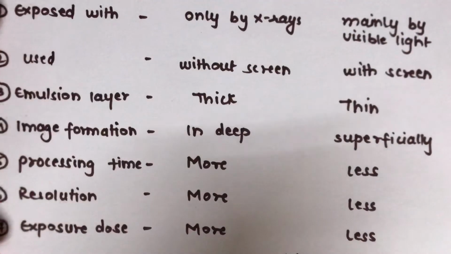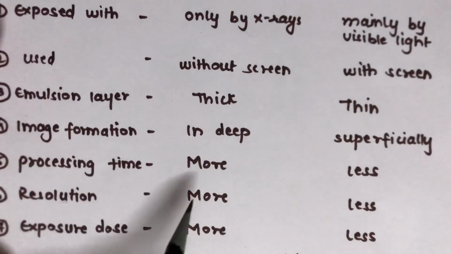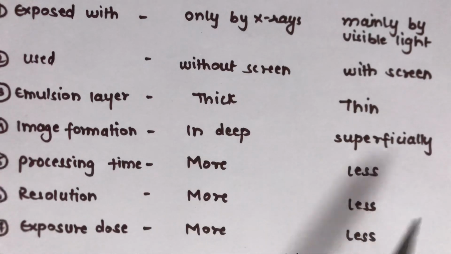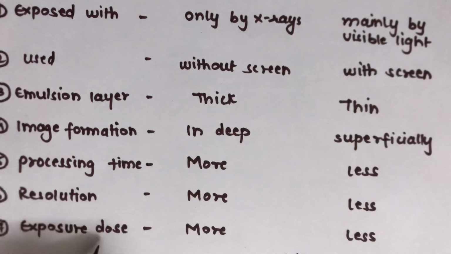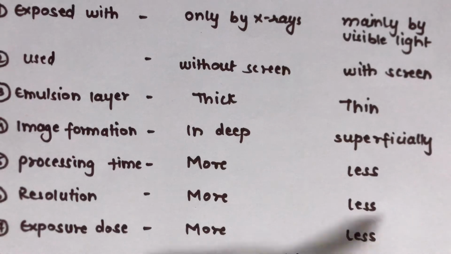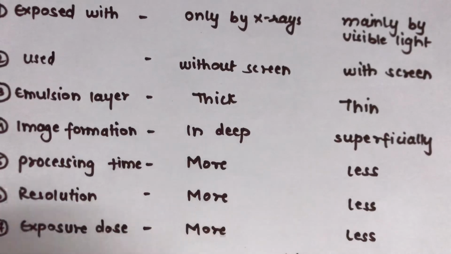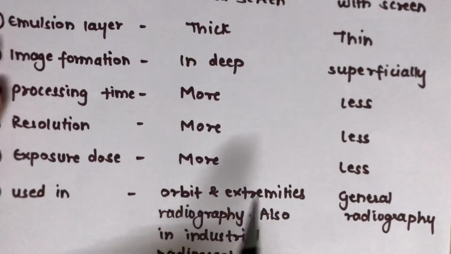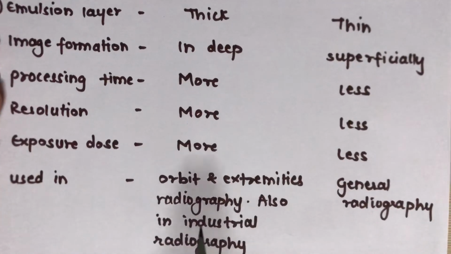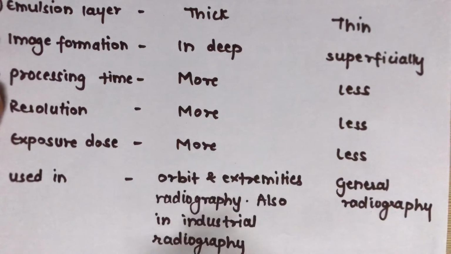The next difference is the resolution. Resolution in direct is more, and it is less in the indirect one. The exposure dose is more in direct, and less in the indirect, because the indirect one has this intensifying screen, so because of that your exposure dose will also reduce. Whereas the direct one has no such screens, because of that the exposure dose is also more. And it is used in orbit and extremity radiography. It is also used in industrial radiography.